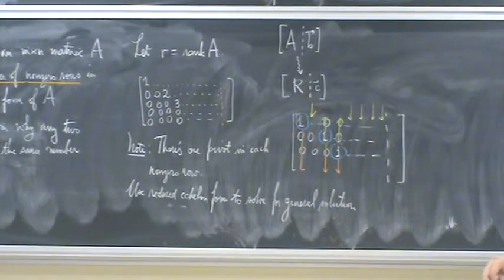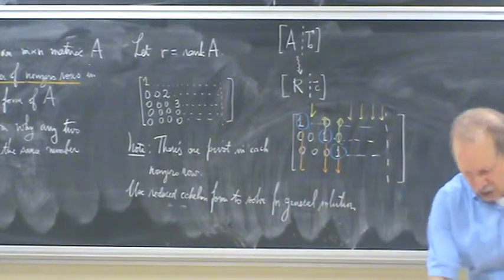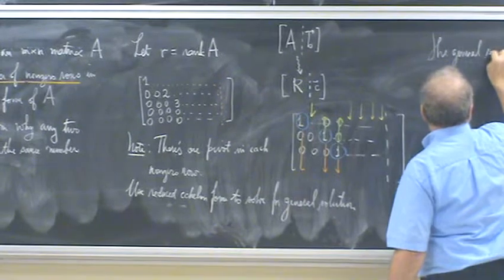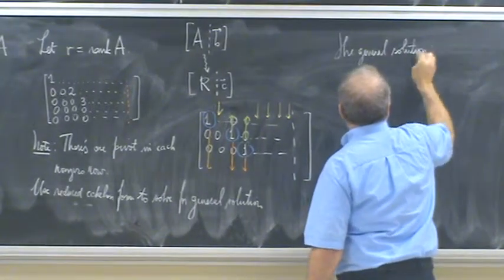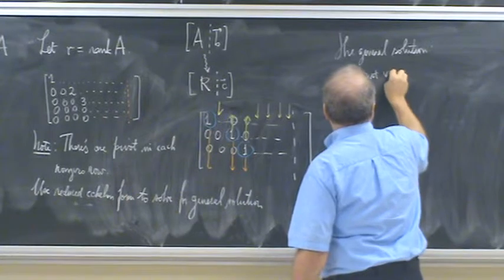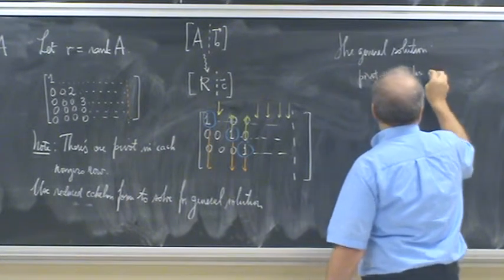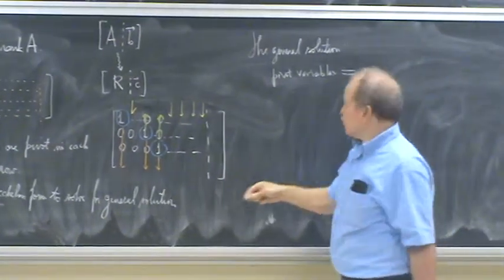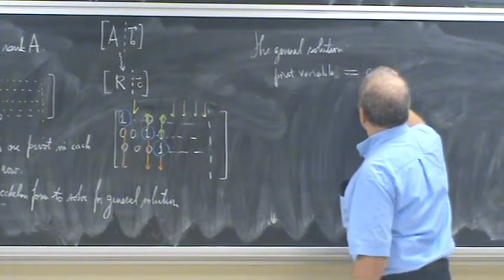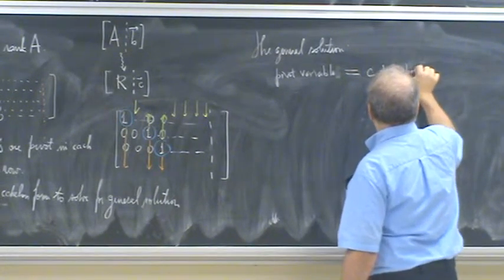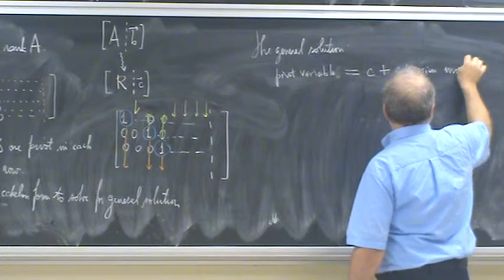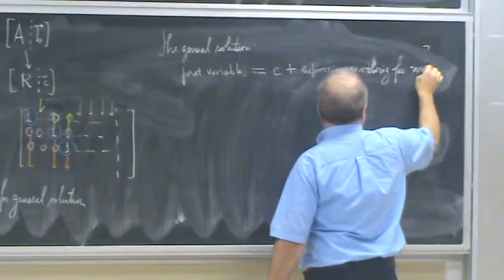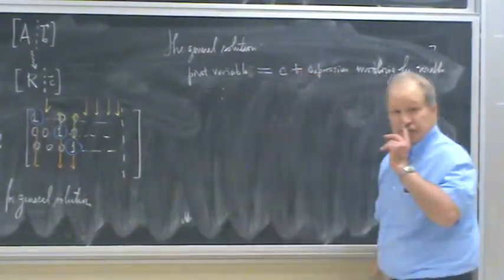So what do you notice in general about the general solution? You take the pivot variables and you write them in terms of a constant from over here. All right, so there's some constant. And then you have an expression involving the free variables. And you do that for each of the pivot variables.